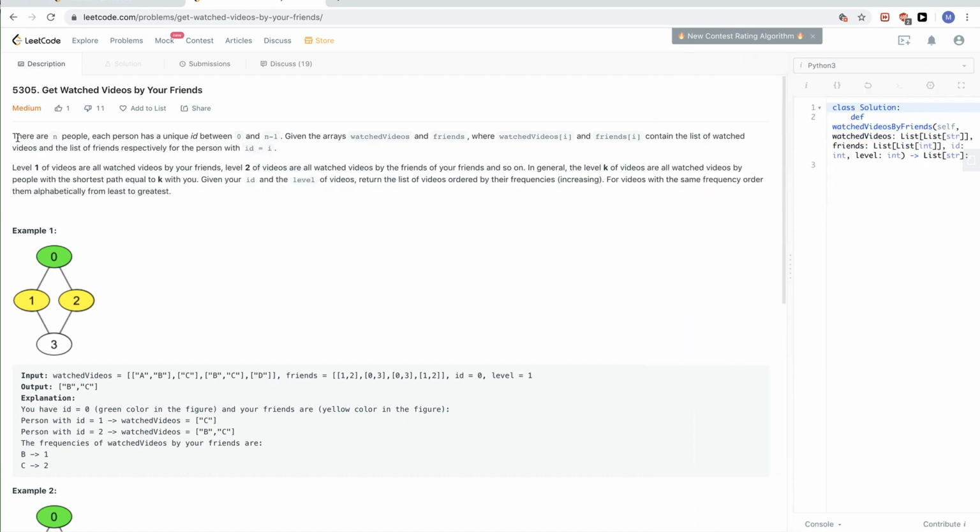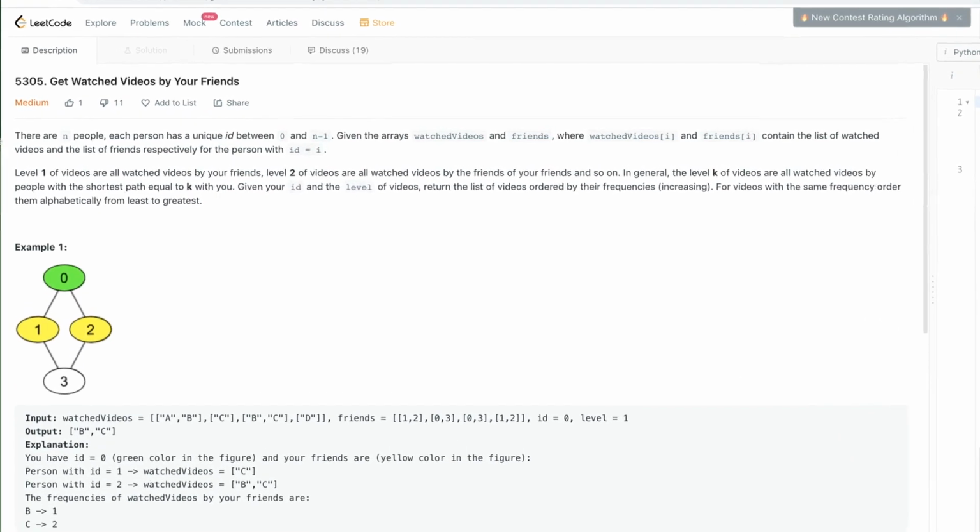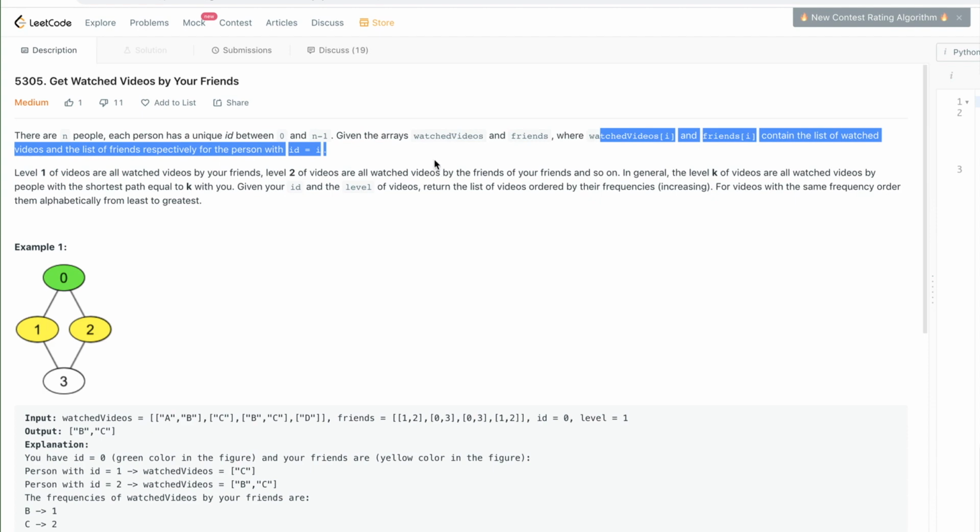And the problem essentially says that we have n people. Each person has a unique ID that is between 0 and n minus 1. And we get two arrays. The list of watched videos for each person, where the ID is the index of the watched videos by that person, and same thing an array friends where the ID is the list of friends of that person that has that ID. And so that's essentially what this says.